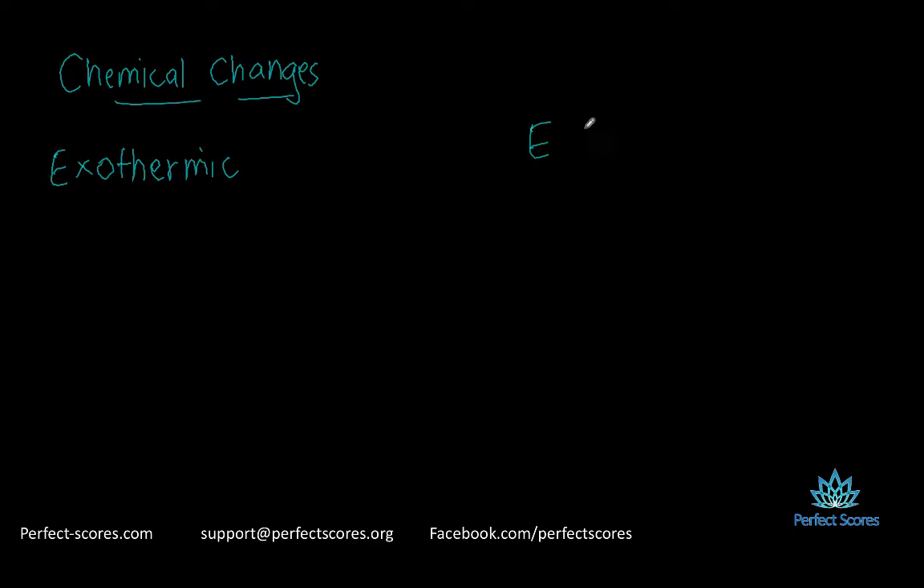I am Preetinder Kaur for Perfect Scores, and the topic of this video is the different types of chemical changes. Now, chemical changes, as mentioned in the previous videos, are of two types. Either the reactions, which are basically chemical changes, can be exothermic or they can be endothermic. So let's have a look at the difference between them.